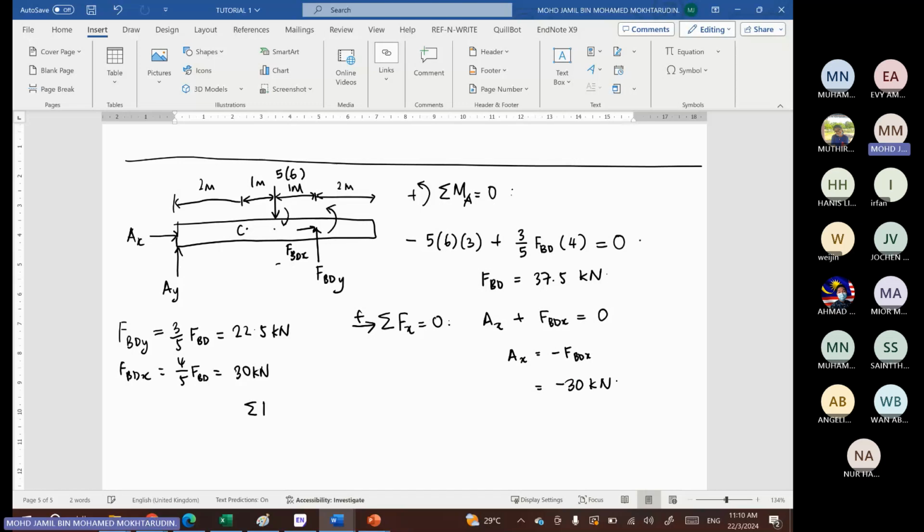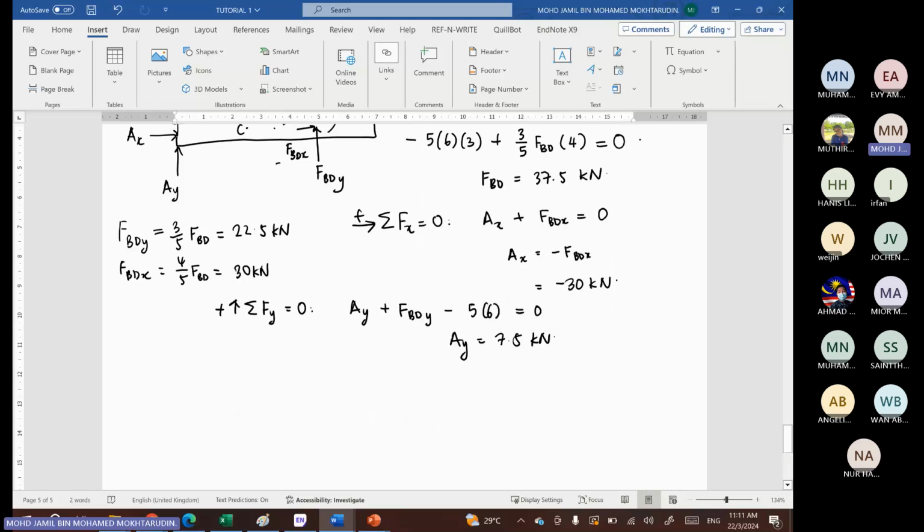And then force in the y direction. So we have AY plus FBDY minus 5 times 6 equals 0. Then we can substitute and calculate. So AY equals 7.5 kilonewton. Okay.